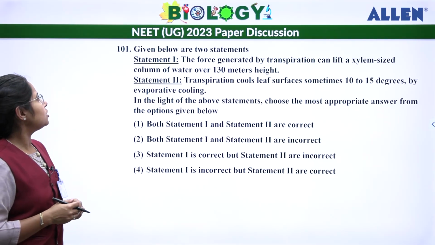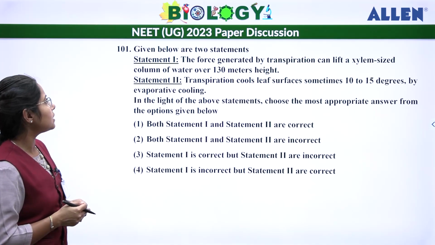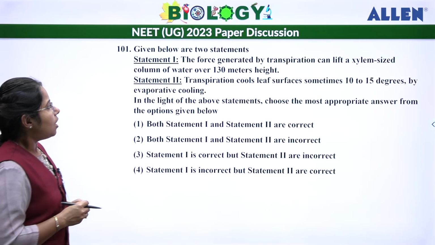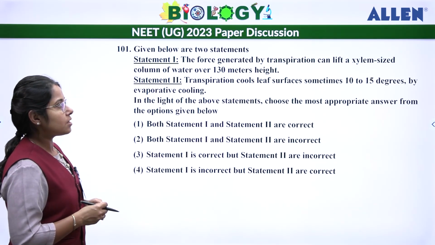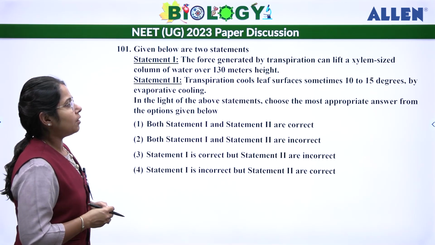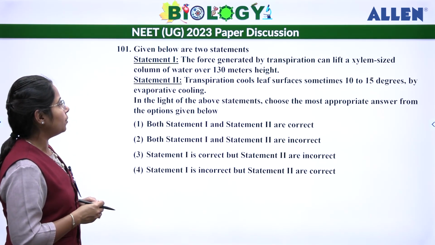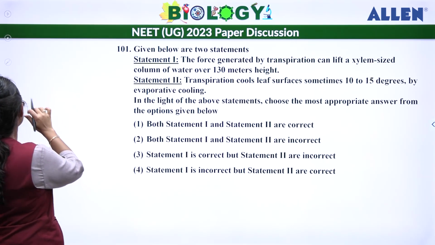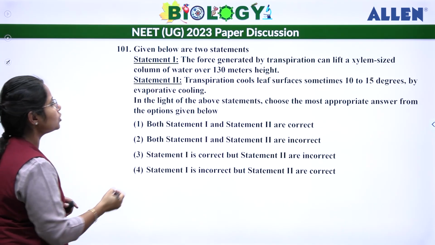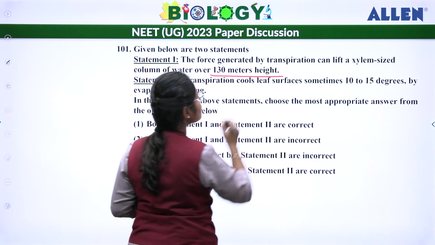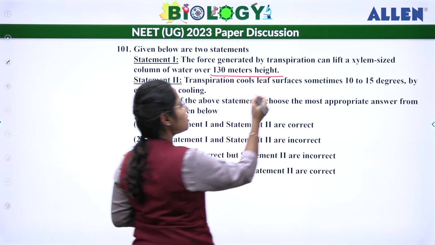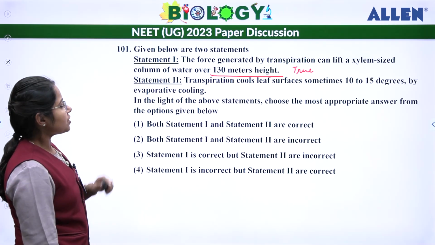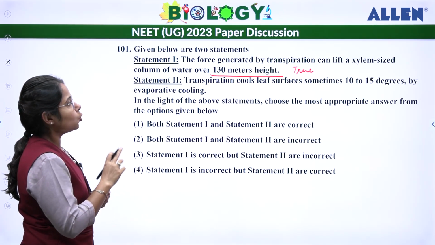So if you see the question number 101, here we can say that given below are two statements, right? Statement 1 says the force generated by transpiration can lift a xylem-sized column of water over 130 meters height. So here they are talking about the xylem column which is 130 meter height, which is a correct statement. Okay, so this is true. This statement is true.